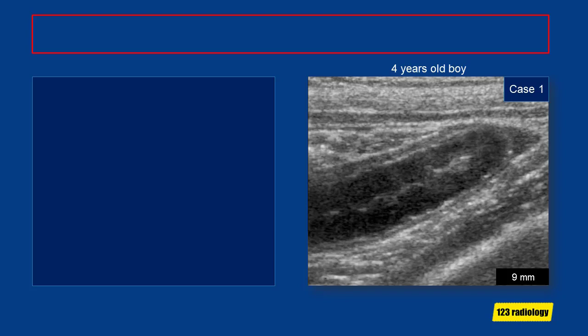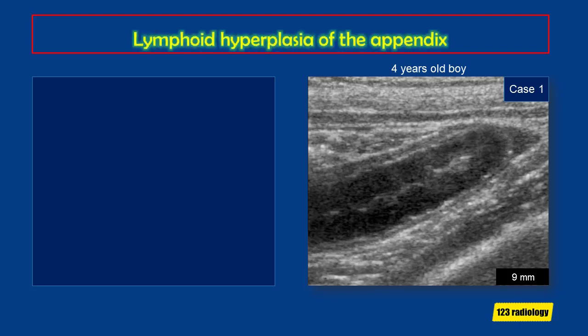Here is an example. This is a 4-year-old boy. He has an ultrasound done for an issue unrelated to the lower abdominal quadrant. And here is the appendix measuring about 9 millimeters in diameter, so you look at it, what a large appendix, should it be appendicitis? If you look at the wall of the appendix, it is very thickened, it has a cobblestone pattern, and there is nothing in the lumen of the appendix, and this represents lymphoid hyperplasia of the appendix.